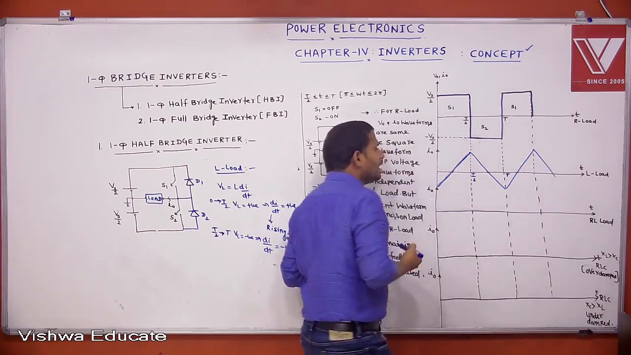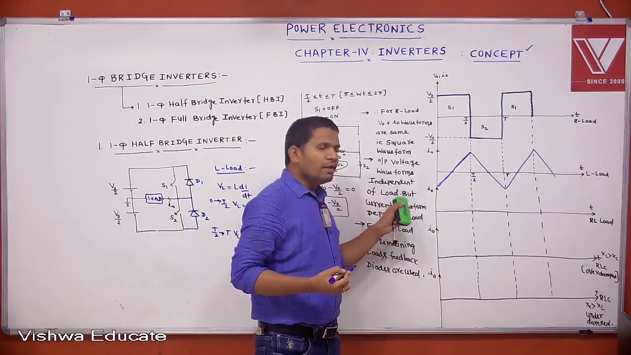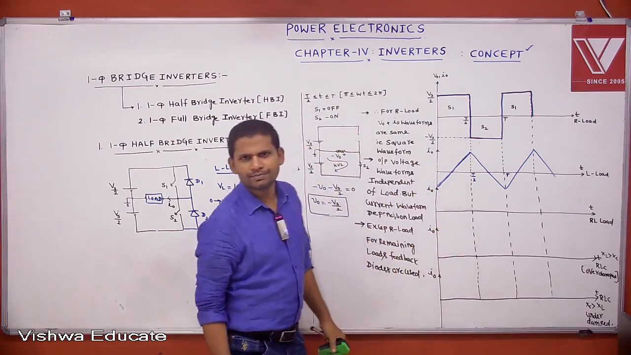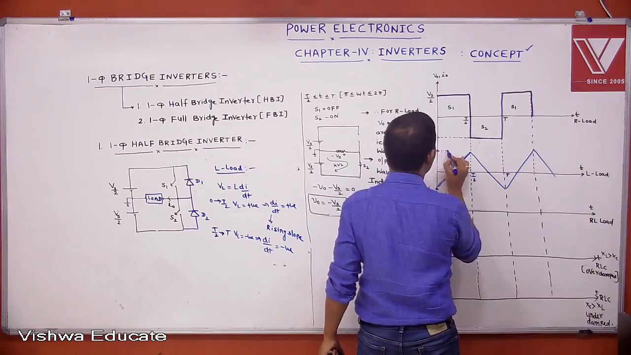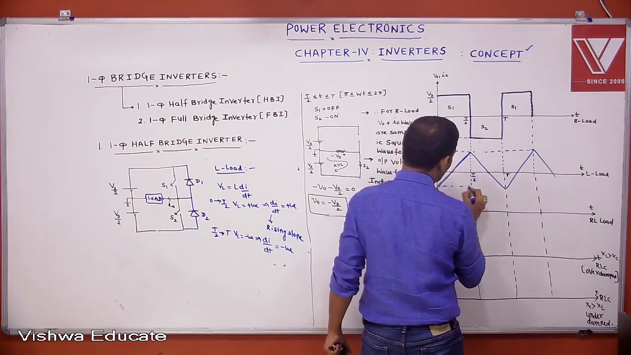This is for a purely inductive load. That's why for a purely inductive load in a voltage source inverter, the current waveform is a triangular waveform. The current waveform is a triangular wave. This is for a purely inductive load.